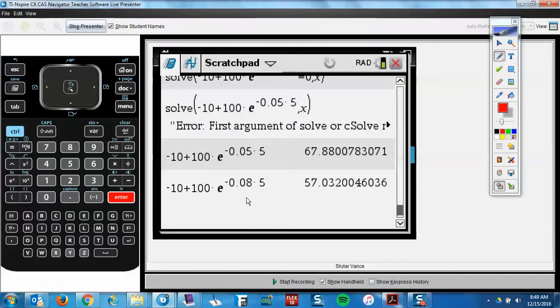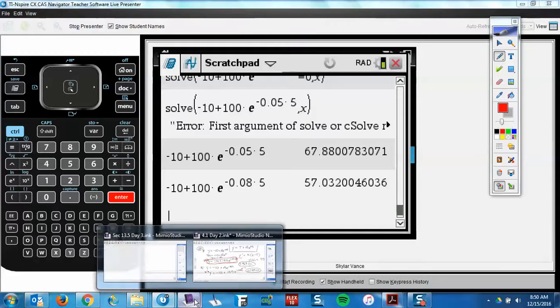After 5 minutes, his coffee's down to 67.88. Hers is all the way down to 57, right? Because she's got the cardboard cup instead of the styrofoam. Okay? So those are the temperatures after 5 minutes. And then it says, what if they go in the store? What would that change in the equation?